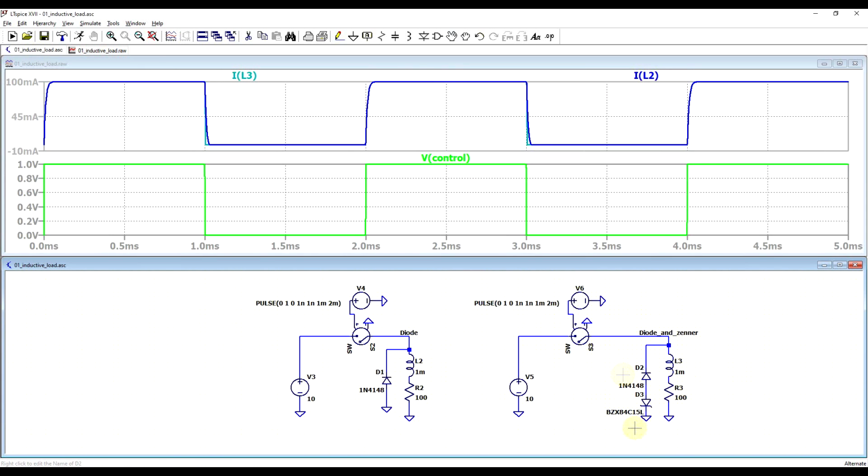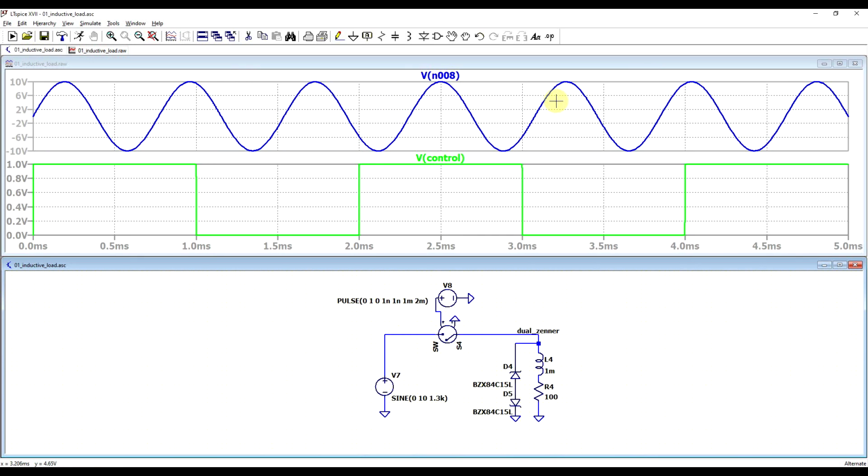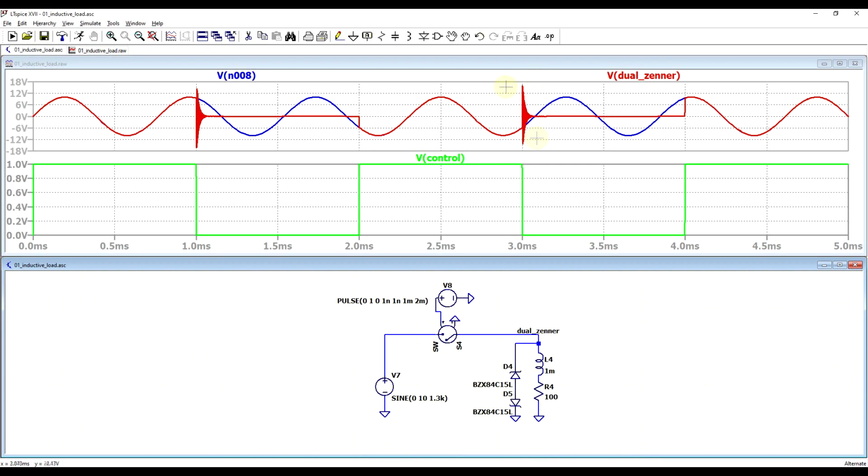Now this diode or Zener diode combination will work very well for DC circuits, and if you have an AC circuit, then you will need back-to-back Zener diodes or TVS bidirectional diodes. So in this case, where we have a sine wave supply voltage, when the switch is transitioning, we have the same inverse voltages appearing. So on the first transition, the voltage will drop to negative values. On the second transition, it goes to positive values, but the exact amplitudes are always controlled by the Zener diodes.